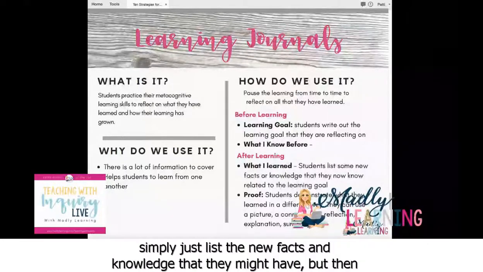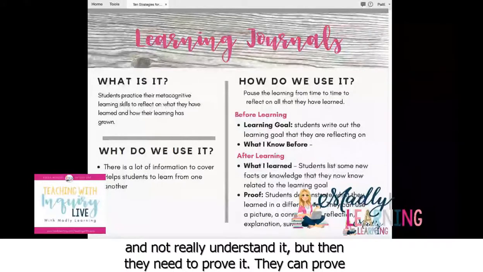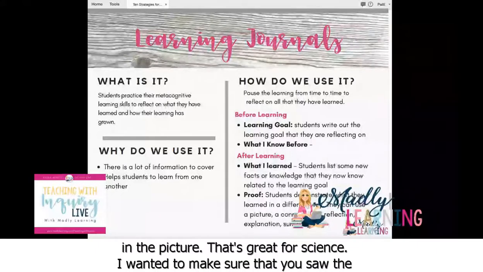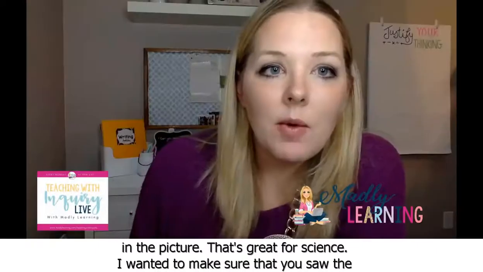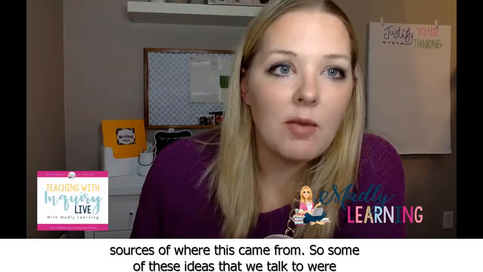And they simply list the new facts and knowledge that they might have, but then they need to prove it. Because any student can probably just write facts and not really understand it, but then they need to prove it. And they can prove that they understand it by drawing a picture and explaining what's happening in the picture. That's great for science.